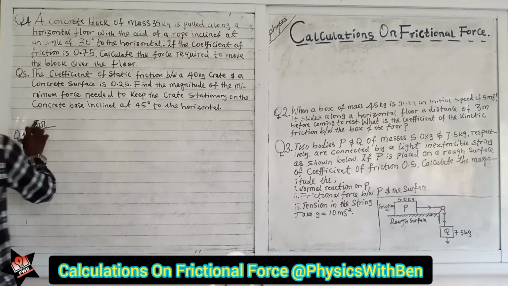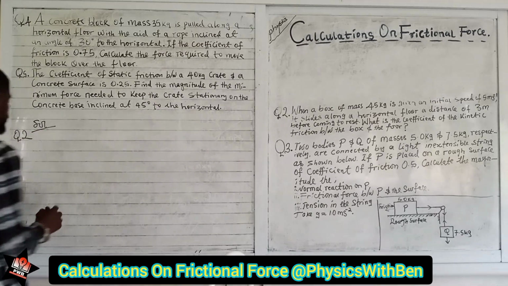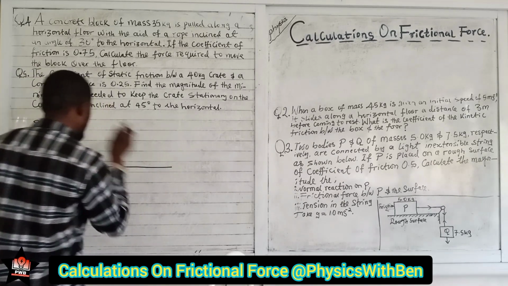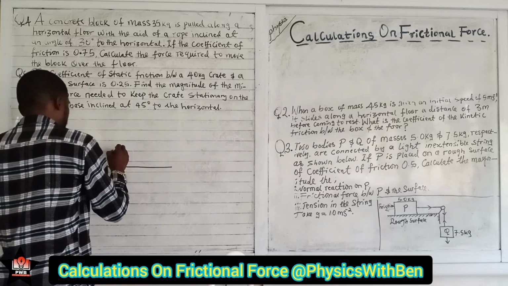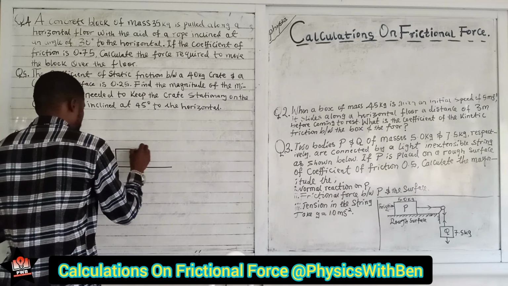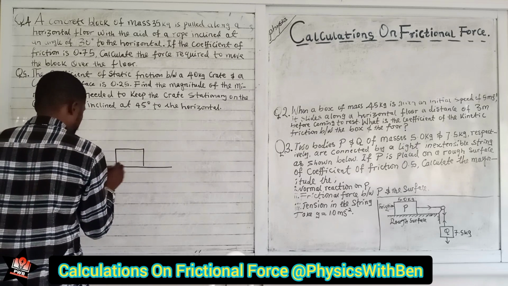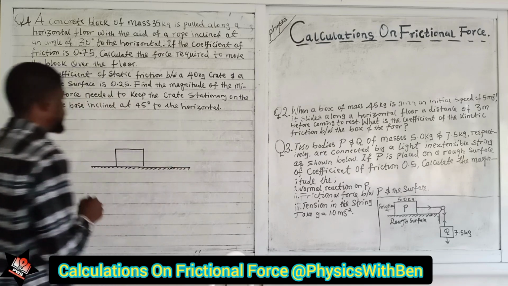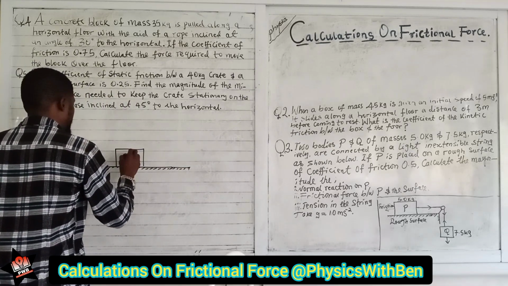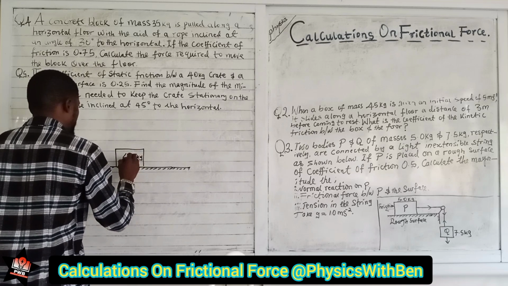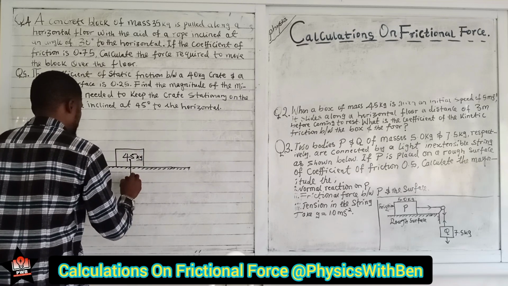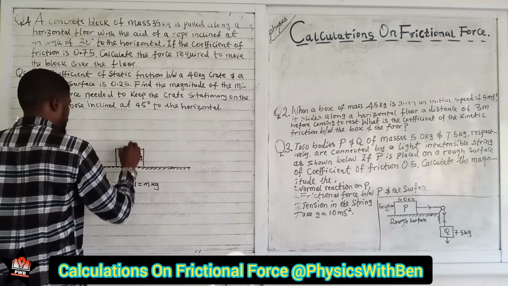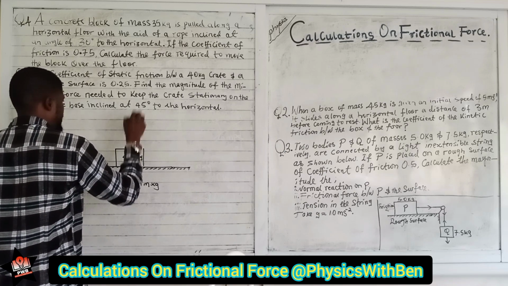So this is question number 2 solution. This is how the diagram looks like. So the box weighs 45 kilograms. And don't forget the weight of the box, W, is here, mass times gravity, and up here the normal reaction is always equal to the weight.